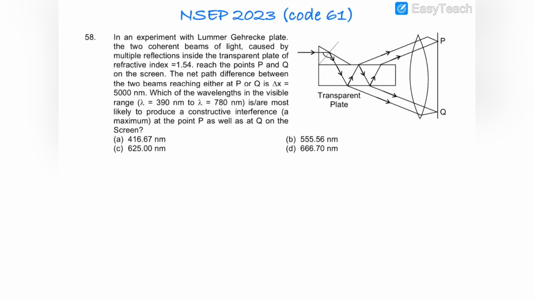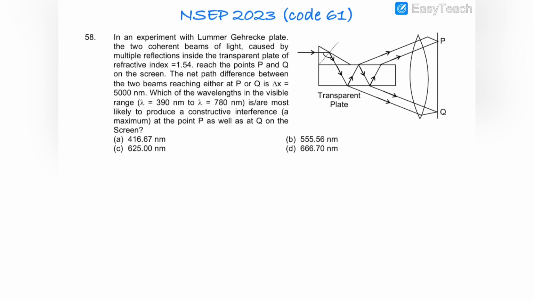In this question, you can see that this is an experiment of producing two coherent sources with multiple reflections from a transparent plate. The refractive index of the plate is 1.54, and these rays after reflection are going to point P and to point Q. It is given that the path difference between these two rays at P and at Q is the same, which is 5000 nanometer, and we have to find out which wavelength from the given wavelengths would produce constructive interference at these 2 points. So we have to pick the wavelength which would produce constructive interference at these 2 points.